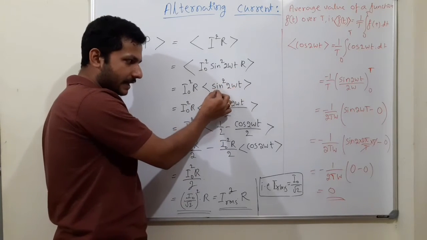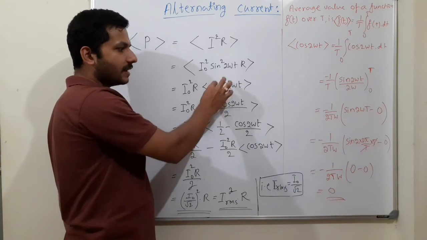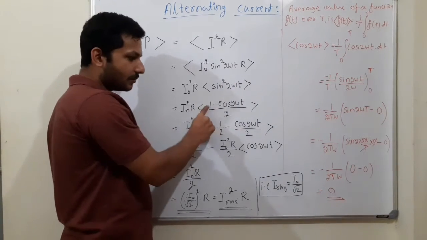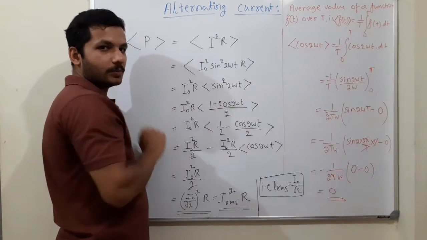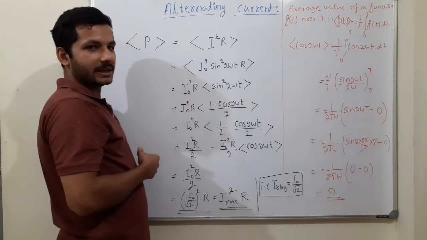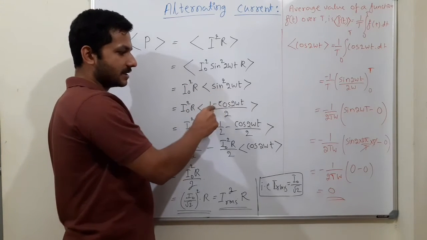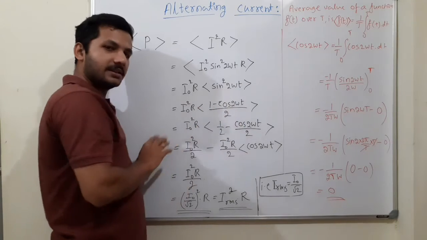So now we are finding out the average value of sine square 2 omega t. But sine square 2 omega t is nothing but 1 minus cos 2 omega t by 2. You know trigonometric functions. We have a relation which says sine square 2 omega t is equal to 1 minus cos 2 omega t by 2.